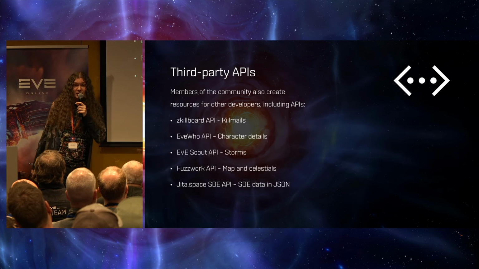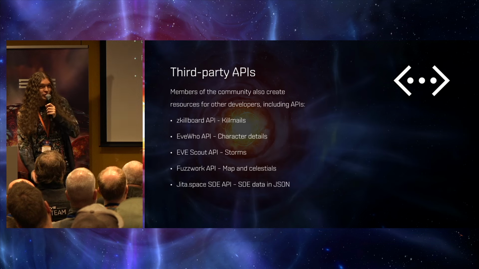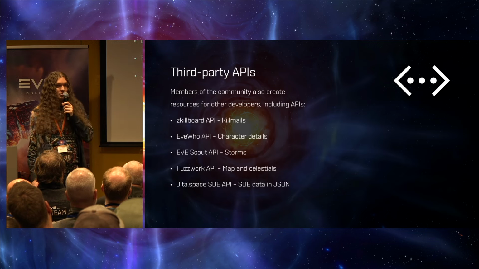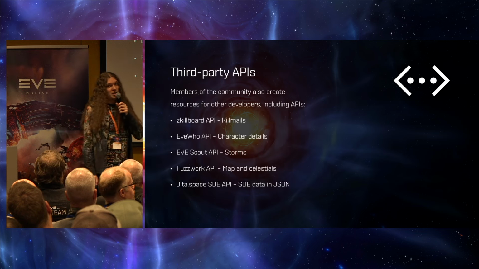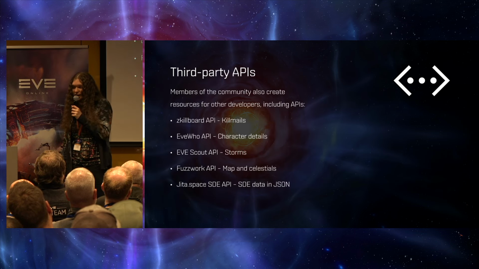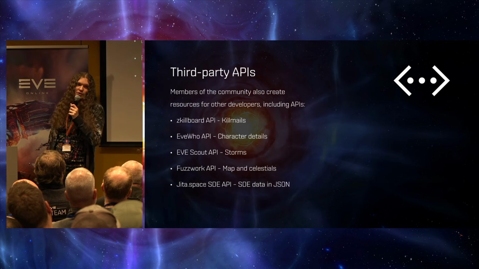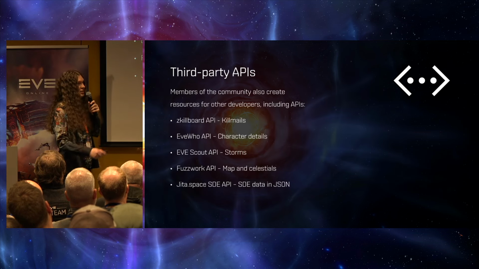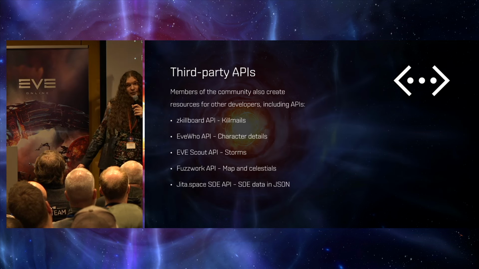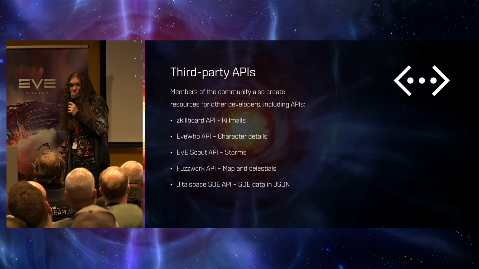That was the first-party API, but there are also third-party APIs for EVE by members of the community. For example, you can get all kinds of killmail information from the zKillboard API, or character details from the EVE UNI API, or maybe you want to track metaliminal storms and their location. You can get that from the EVE Scout API. And there is much, much more that you can get.